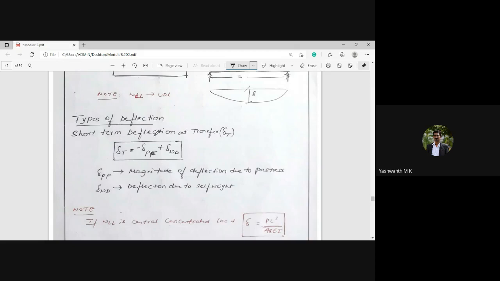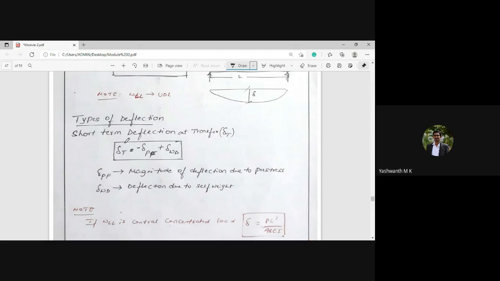That is one thing. And another thing, whatever deflection we are calculating is for an uncracked pre-stressed concrete member. I think I did not highlight this in the last session, so once again I am highlighting these very, very important points.